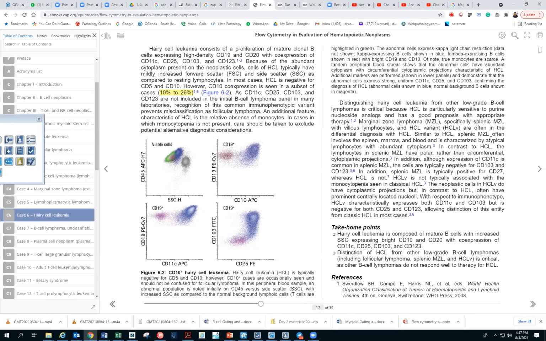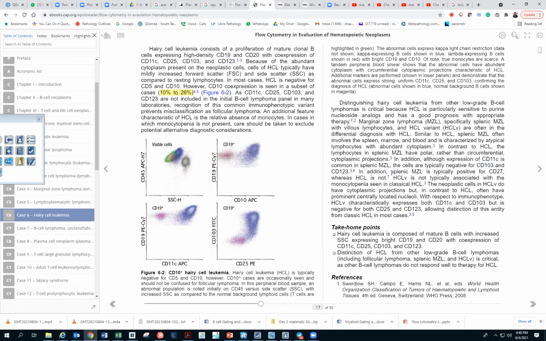Similar to hairy cell leukemia, splenic marginal zone lymphoma often involves spleen, marrow, and blood, and is characterized by atypical lymphocytes with abundant cytoplasm. In contrast to hairy cell, the lymphocytes in splenic marginal zone have polar rather than circumferential cytoplasmic projections. In addition, although expression of CD11c is common in splenic marginal zone, the cells are typically negative for CD103 and CD123. So CD11c is present, CD103 and CD123 will be negative in splenic marginal zone. In addition, the splenic marginal zone is typically positive for CD27, whereas hairy cell is not.